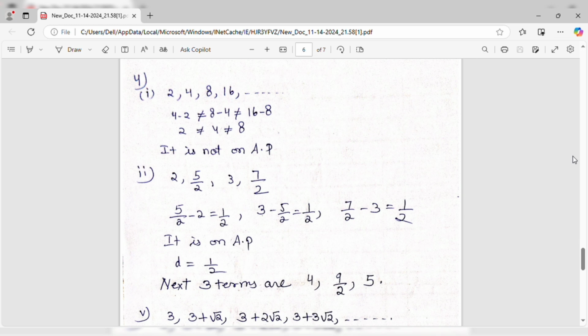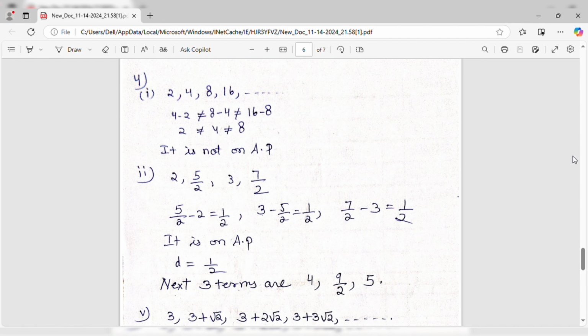Fourth question is, which of the following is an AP? First, we will tell that if it is an AP or not. And if it is AP, then we have to find D and next 3 terms of the AP. So for the first part, the series is 2, 4, 8 and 16. Here we can see the difference between the terms is not the same. So it is not an AP.